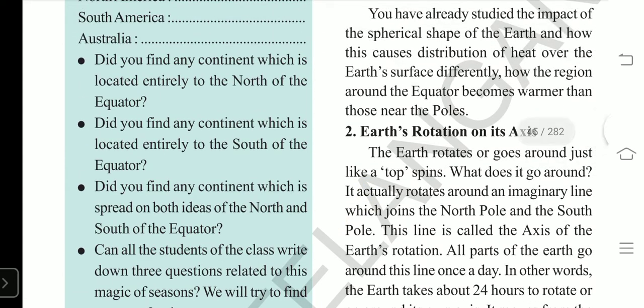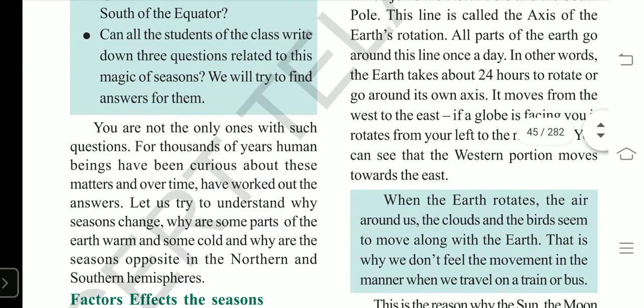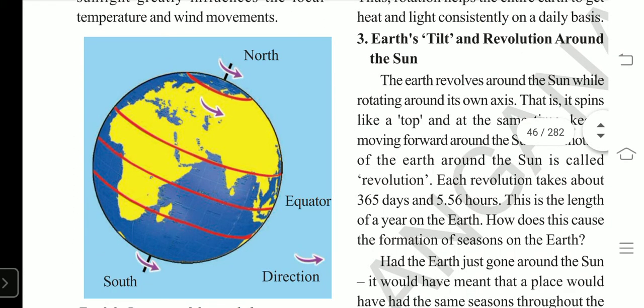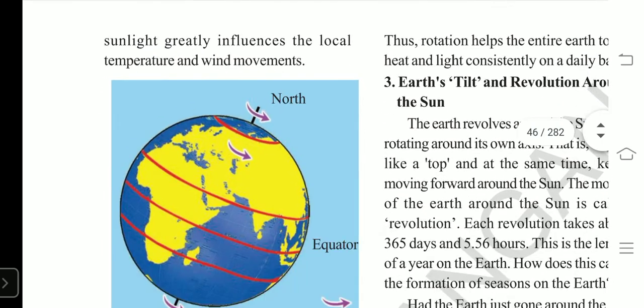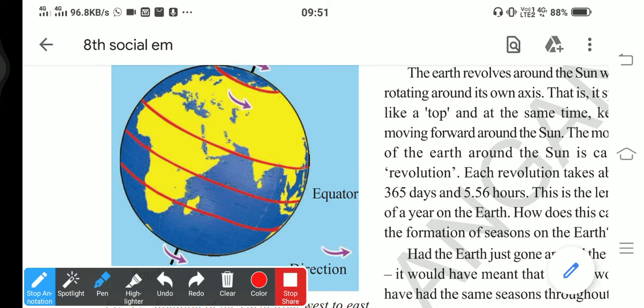The first one is the spherical shape of the earth. Earth is in spherical shape. So what happens when the earth is in spherical shape? The insolation received by the earth will be different at different places, right? Here there are some factors. Look at figure 3.2. This is the spherical shape of the earth. Understand what this spherical shape of the earth is?